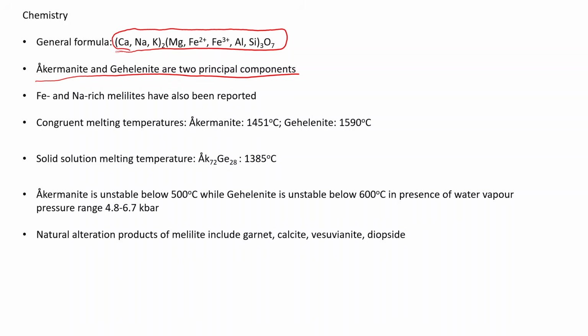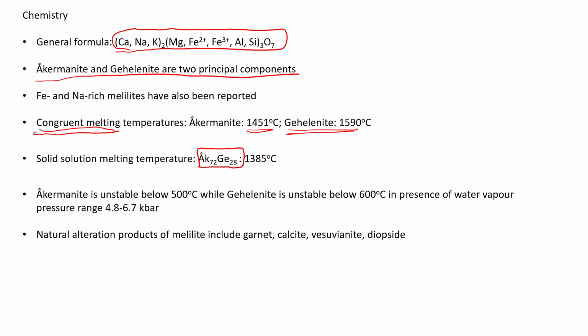It has been found that the congruent melting temperatures, I hope you all know what is congruent melting. Please go through it. Akermanite congruent melting temperature is 1451 degrees Celsius. Gehlenite is at 1590 degrees Celsius. But its solid solution, that is when akermanite is 72% and gehlenite is 28%, then that solid solution temperature is a minimum of 1385 degrees Celsius.